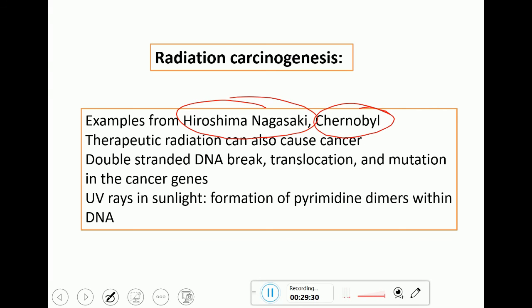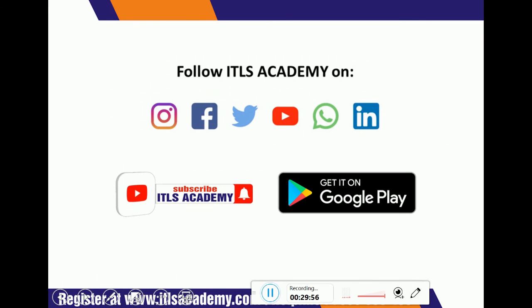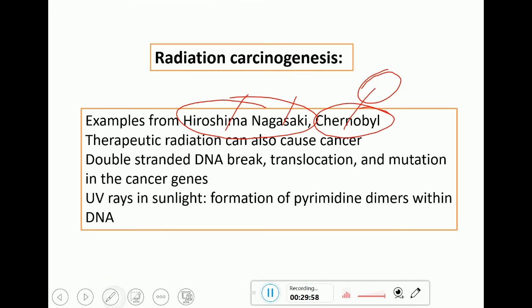People are still developing cancer because of the radiation present in these areas after those events. In Chernobyl, a nuclear power reactor failed, so the radiation is still present in the soil, the air and the sand. People living in the nearby areas are prone to develop cancer. No one is living in the area of Chernobyl because it is contaminated, but people are living in the nearby areas, and even there people are developing cancer.